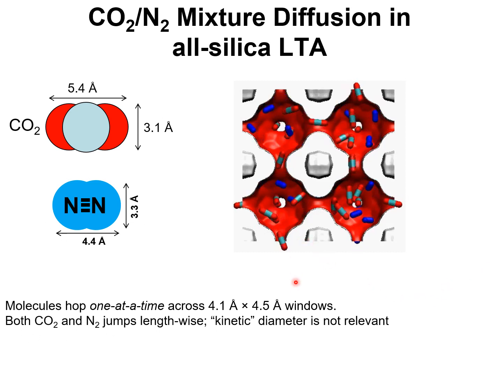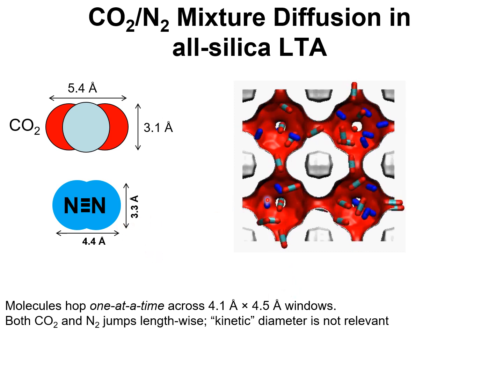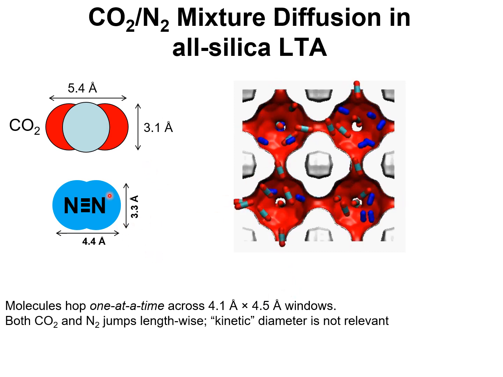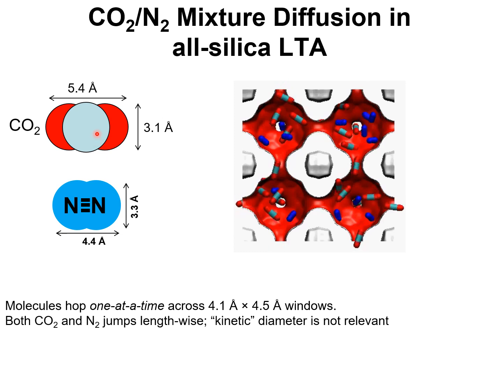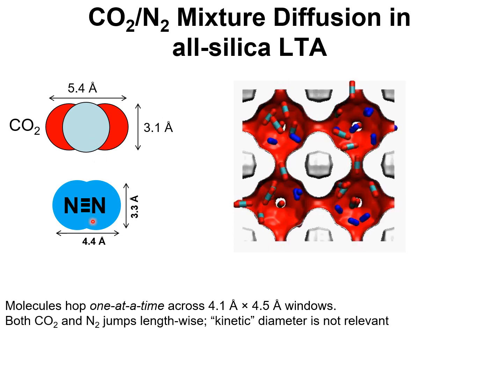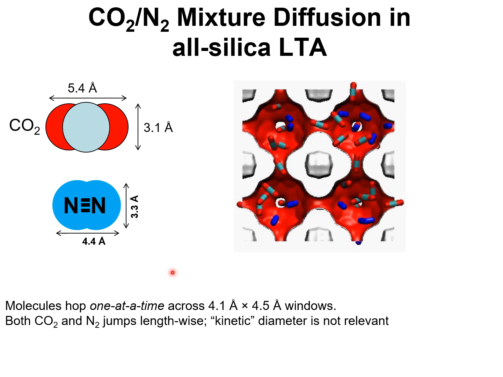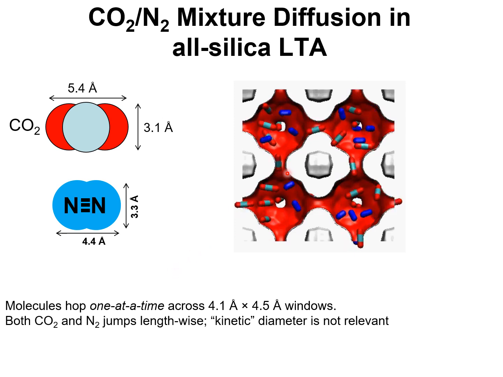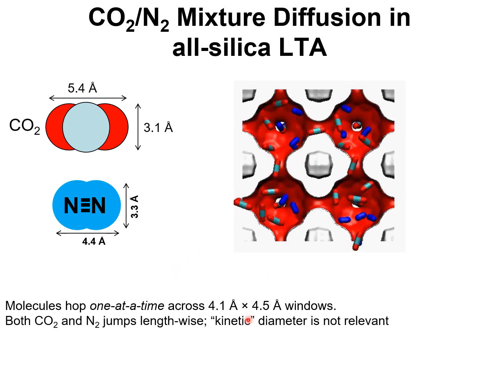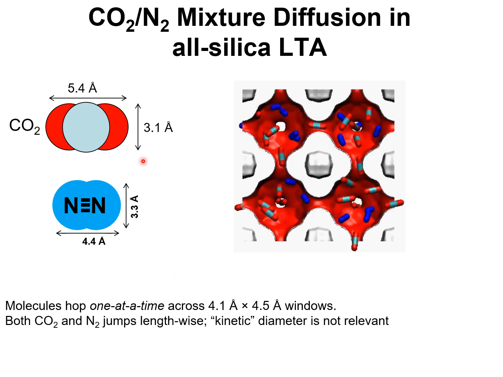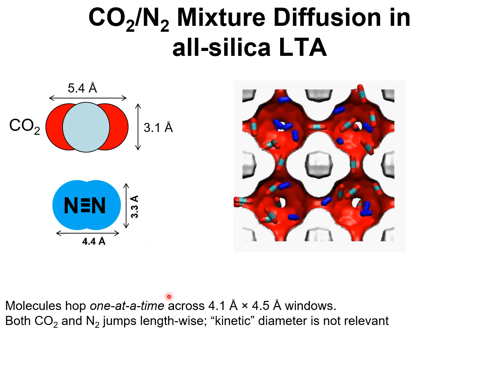For CO2-nitrogen mixtures, we note that both guests have pencil-like shapes, and both guests hop lengthwise across the windows. Note that the cross-sectional dimension of CO2 is smaller than for nitrogen.